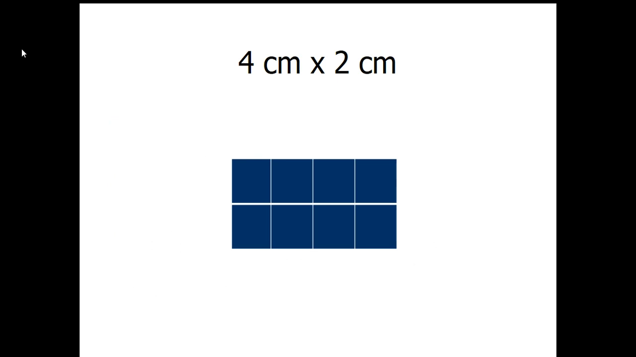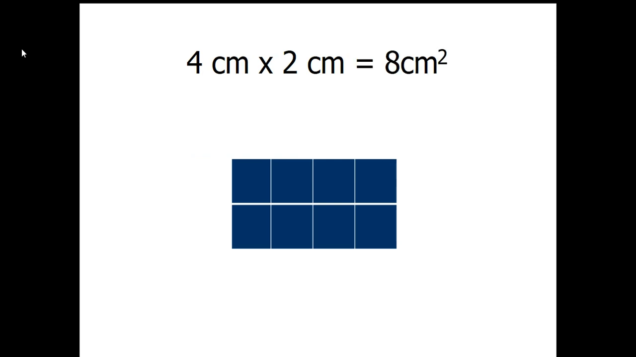My first example, you can see there is a large rectangle made up of small squares, and there are 4 at the top, 1, 2, 3, 4, and 4 at the bottom, 5, 6, 7, 8. So I know that the area of that shape is 8 centimetres squared because it's made up of 8 centimetre squares.